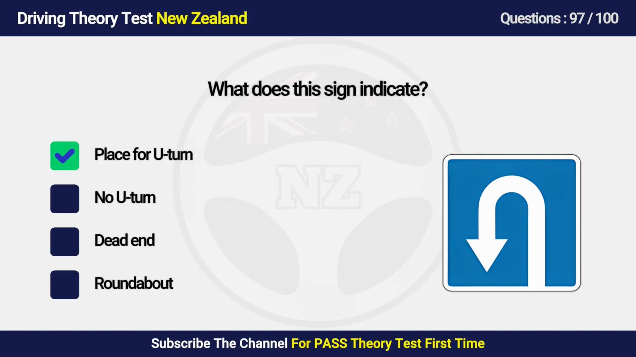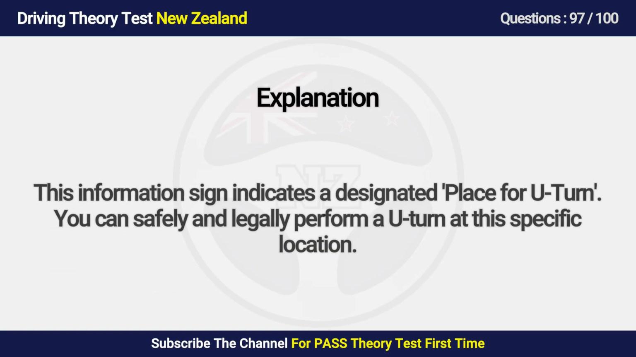Answer is A. Place for U-turn. This information sign indicates a place for U-turn. You can safely and legally perform a U-turn at this specific location.